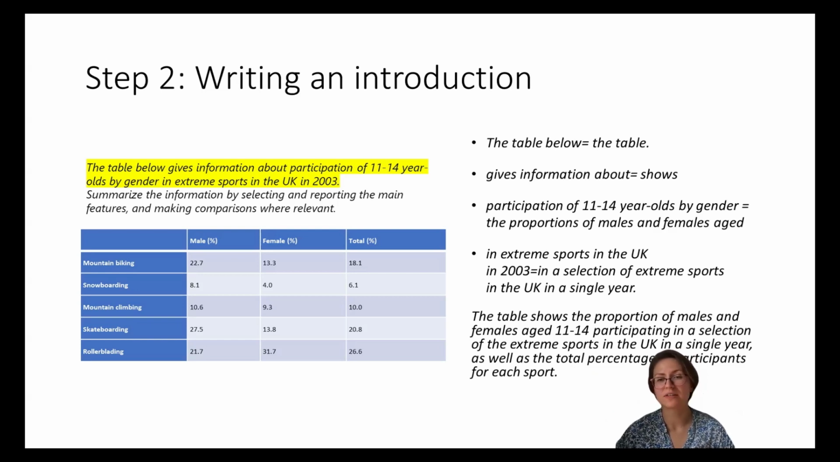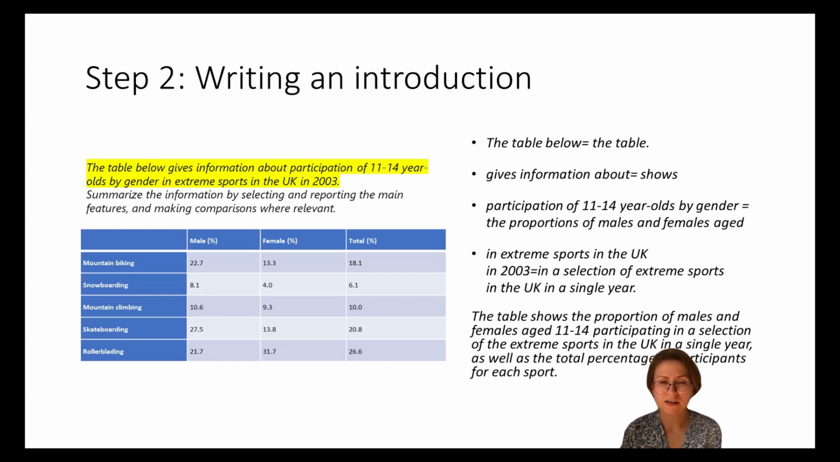Next, let's paraphrase the verb. The verb is gives information about. And again, there's nothing really you can invent here. I would just use the verb shows. Illustrates is also possible, but please don't fantasize, don't give some weird synonyms in this part, just stick to the conventional options. Next, I'm going to paraphrase the object, which is quite lengthy, participation of 11 to 14-year-olds by gender.